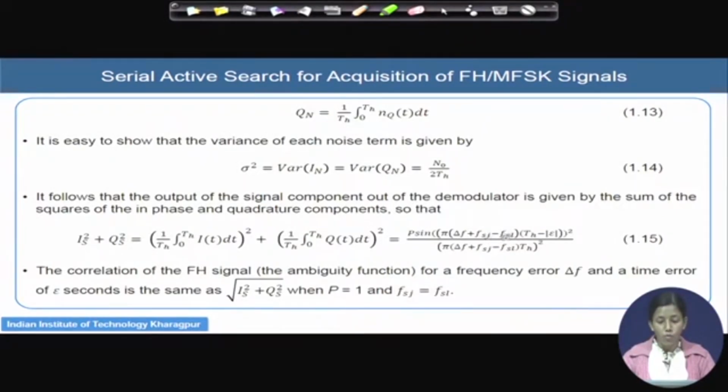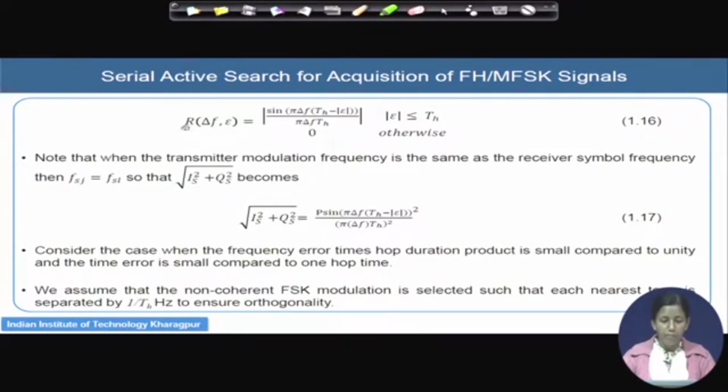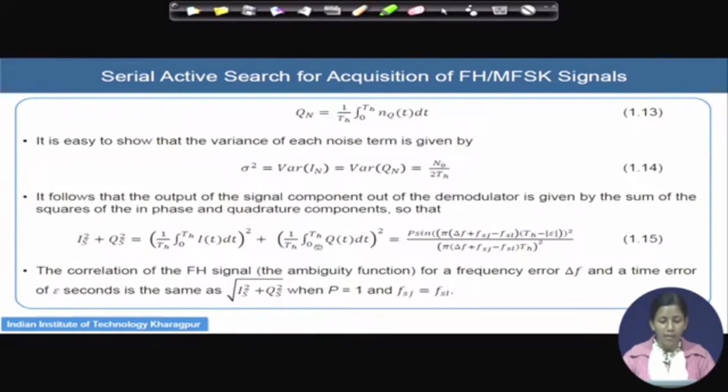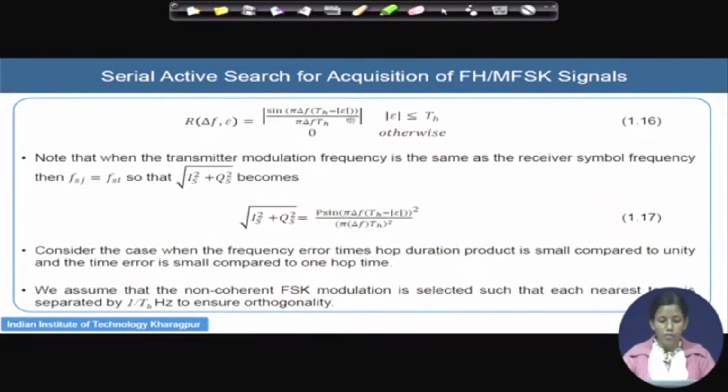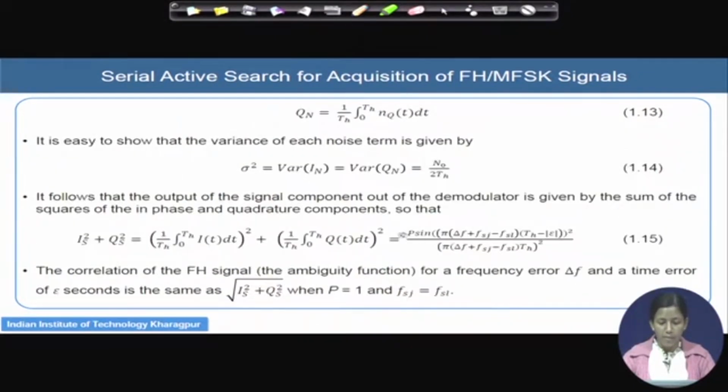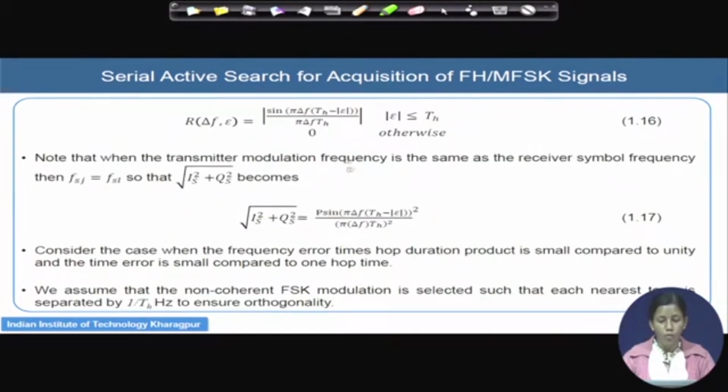I mean, there is no ambiguity, and we could properly select the modulation tone in the receiver if that is the situation. Then this whole equation will look like this. We call this factor the ambiguity function. So, we come down here, considering that the timing error is much less than the hopping duration, and this ambiguity comes down here, considering that P is equal to 1 and there is no ambiguity from the f_s and f_sj detection.